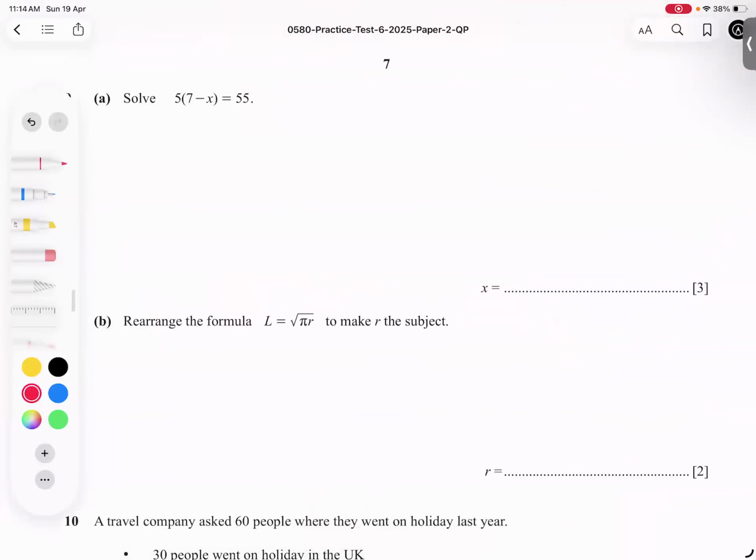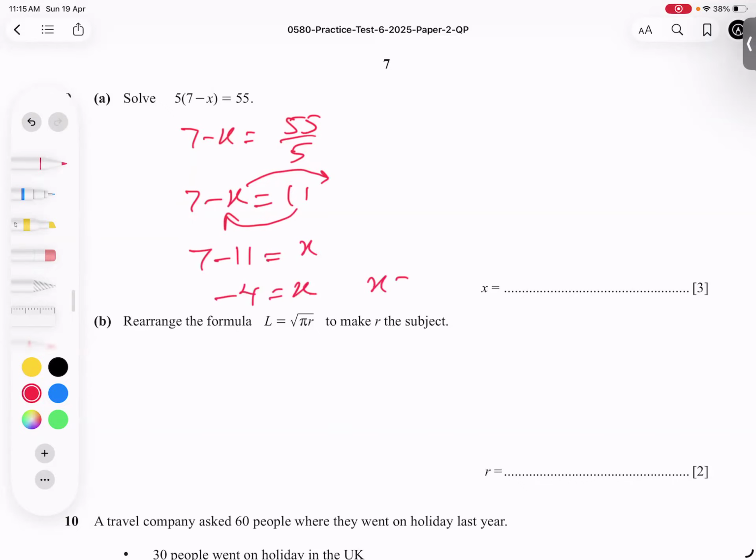So we have to solve for x. We can bring the 5 inside, or divide by 5. Dividing is a better idea. 55 over 5, we get 11 here. Now what to do? I can bring x to the other side, with 11 here, because I have to make x positive. So I got this, and negative 4 equals x. So x is equal to negative 4.